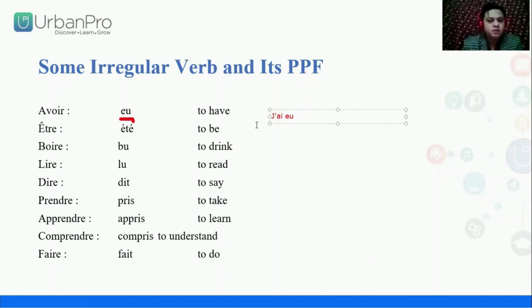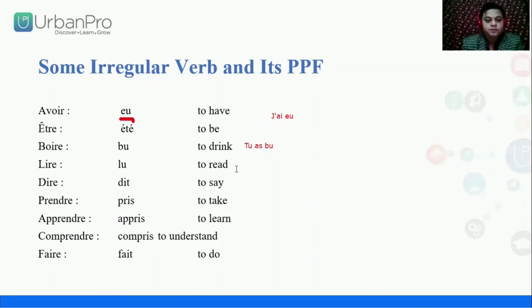Is it clear to you? Great. Next, just have a look, the PPF is été. So you need to write down the avoir conjugation plus été. Let's take boire. The boire PPF is irregular. It does not have any rule. We have to learn it by heart. Boire means to drink, and the PPF is bu. For example, take the subject tu. So tu as, this is the avoir conjugation, and we put bu, which means you have drunk.